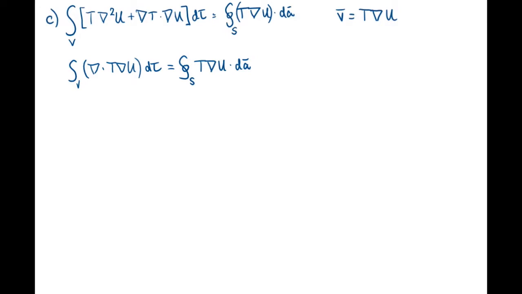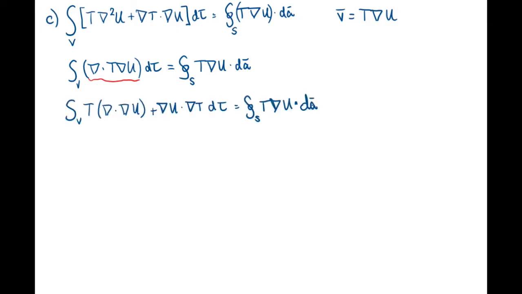We'll expand the product over here according to the product rule for the divergence of a scalar times a vector, which gives us that the volume integral of t times the divergence of the gradient of u, and this is just the Laplacian, plus the gradient of u dotted with the gradient of t is equal to the surface integral as before. And with that, we are pretty much done.